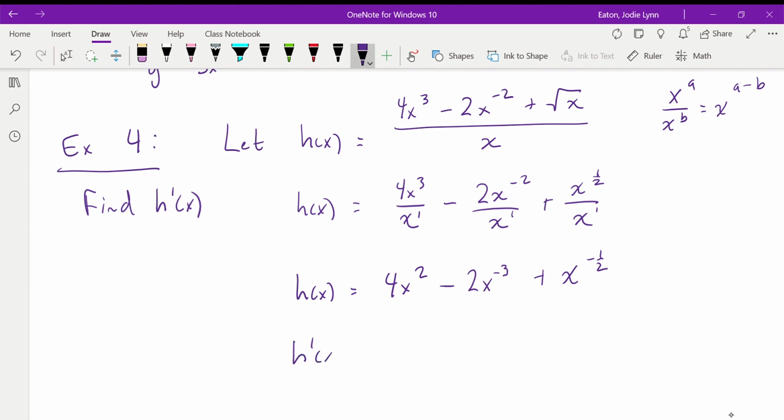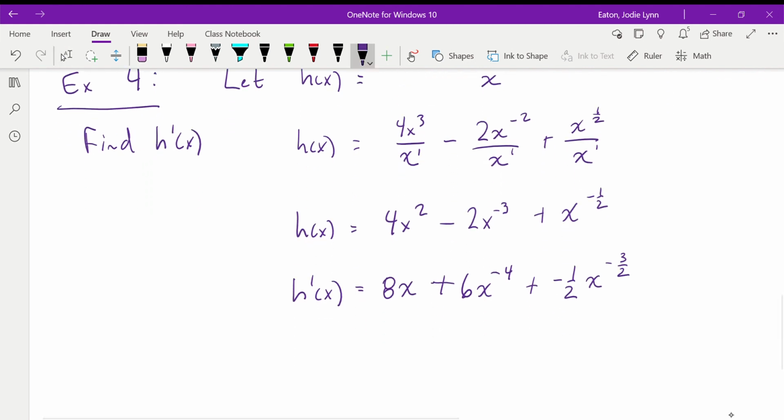So h prime of x, and notice I go from writing h of x to writing h prime of x. It's pretty important to differentiate when I'm actually taking the derivative. So I get 8x, minus 3 times minus 2 is plus 6, x to the minus 4, plus negative 1/2 x to the negative 3/2. Negative 1/2 take away 1 is negative 3/2.